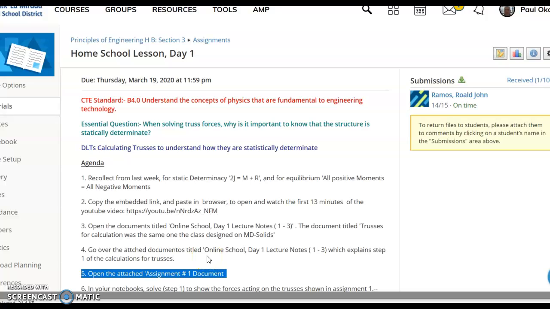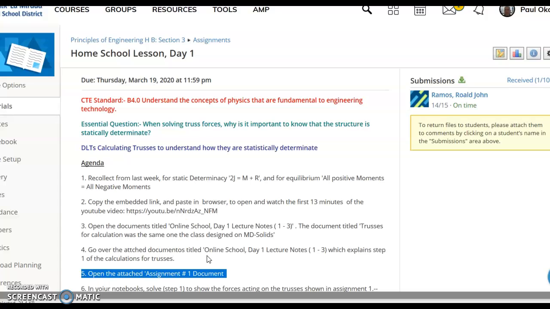Okay, so those of you who've not done the day one activity yet, homeschool lesson day one. The task was calculating trusses, and just to guide you, I put up a demonstration chat of how to get started.